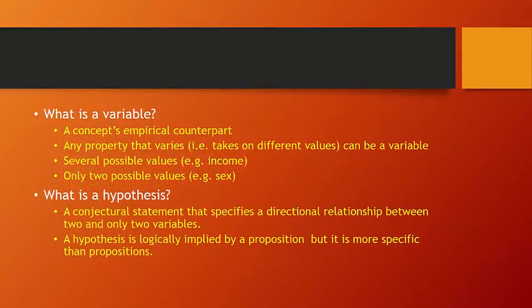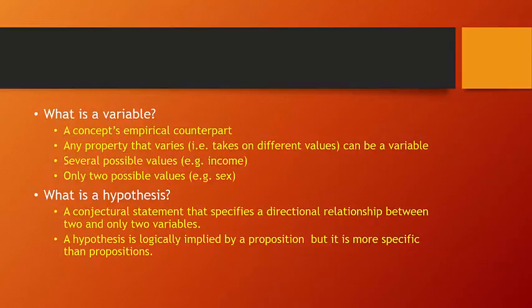So, what is a variable? When you think of a variable, concepts themselves are abstractions and they represent empirical phenomena. In order for us to move from this conceptual theoretical level to the empirical observational level, we have to find which variables correspond to our abstract concepts. A variable is a concept's empirical counterpart. So when we take a concept and we think about how we can actually observe that concept, the way that we come up with that method to observe the concept will produce a variable.